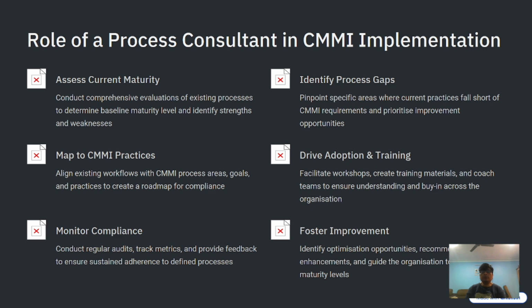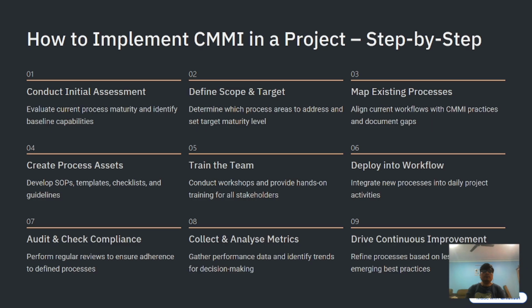Foster the improvements. Now this is the optimization level. In the optimization level, what we are doing is identifying the optimization opportunities: whether we can optimize the process, whether we can implement predictability, whether we can implement automation, whether we can get the risk beforehand, what is the mitigation plan, how we can implement it, recommend the enhancement, guide the organization towards a higher maturity level. So all these come into the optimization level, which is the last level of CMMI. With the help of that, we can definitely improve.